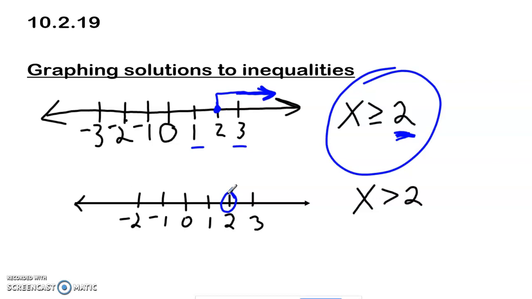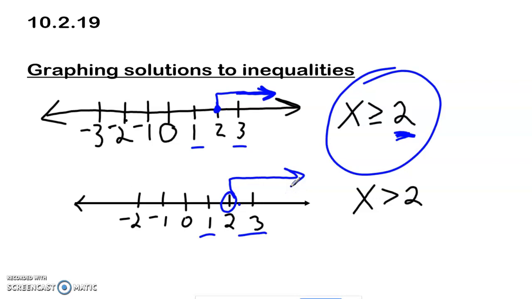But it starts right after 2. We can't identify or show a point on the number line that specifies that, because if I just put a point here, I don't know if that's 2.4, 2 point whatever it is. We don't know. So we have to start with 2. It's not equal to, so we put an open circle there, but it's everything greater than 2. So again, of 1 and 3, which of those values is greater than 2? 3. So I'm going to go everything to the right of 2.